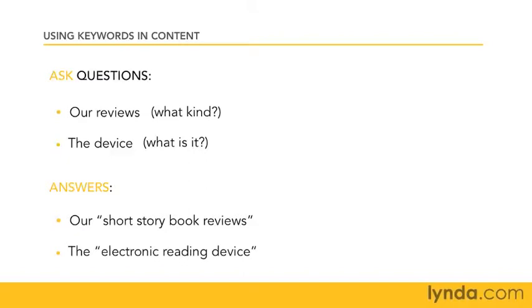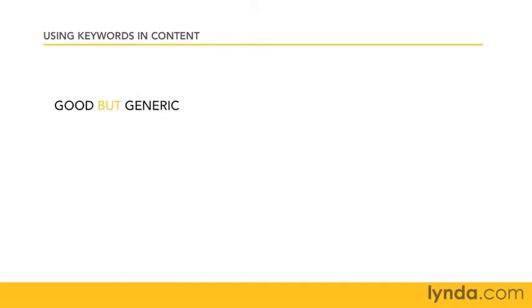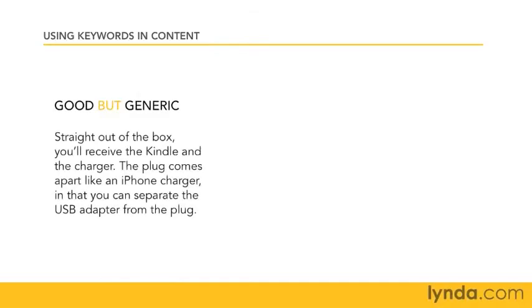Here's another example of good but generic content. So this paragraph from the Kindle site says, straight out of the box, you'll receive the Kindle. What kind of Kindle are we talking about here? You'll receive the Kindle itself and the charger. Well, what kind of charger is it? The plug, again, a generic word, comes apart like an iPhone charger in that you can separate the USB adapter from the plug. Again, just a generic word. What kind of plug are we talking about here?